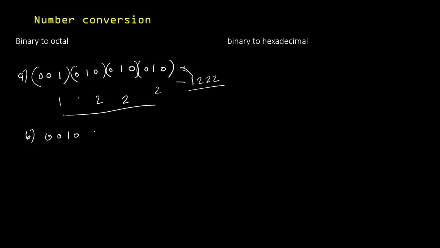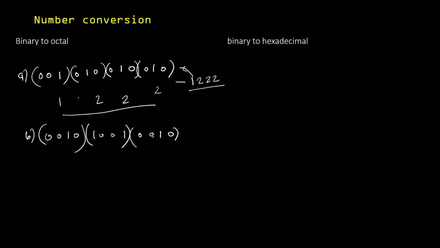Let's say 0010 1001 0010. So as you can see, we have our binary number. To convert to hexadecimal, we are going to make groups of 4. Here we made groups of 3, but now we are going to make groups of 4. So 0010 will be in one group, this will be in another, and this one will be another.